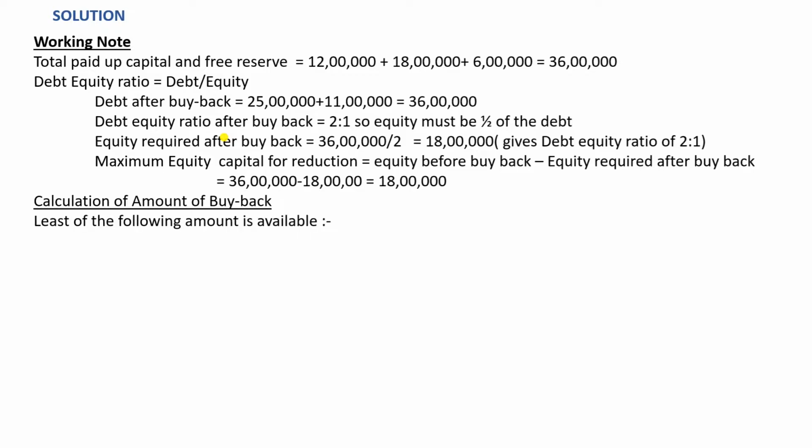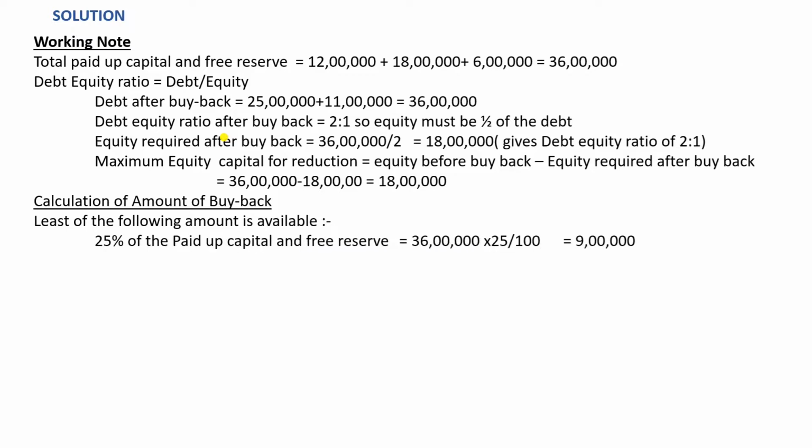Number 1, the least of the following amounts is available for buyback. Number 1, 25% of the paid up capital and free reserves. How much is the paid up capital and free reserves? That is 36 lakh, so 25% of that is 9 lakh. The second point, 25% of the equity capital. Not paid up capital, equity capital only. The equity capital is 12 lakh, so 25% of 12 lakh, that is 12 lakh into 25 divided by 100, is 3 lakh.